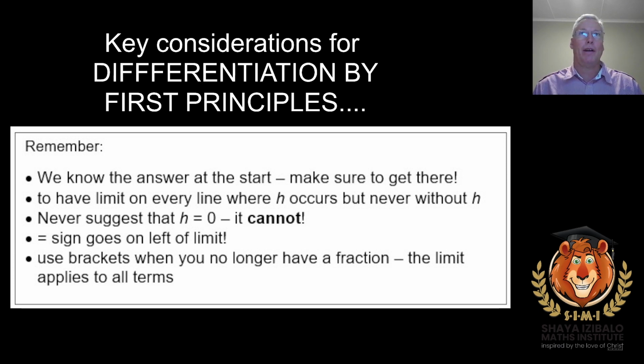Before we actually try a first principles example, let's just remind ourselves of some key considerations. The first thing is that we actually know the answer before we even start, so make sure we end up there. The next thing is that we must have limit on every single line where h occurs, but never when h has disappeared. So in other words, never on the last line. We must never suggest that h is actually equal to 0.